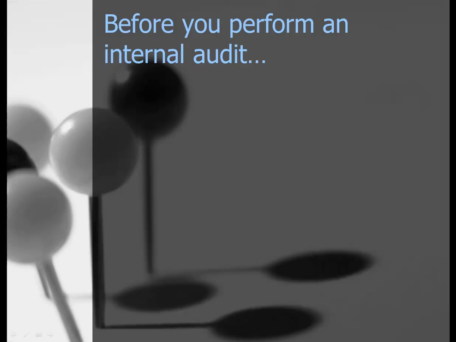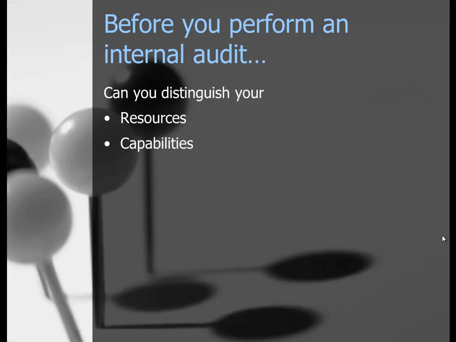And so before you perform an internal audit, which you would do as part of your strategic planning, as part of your SWOT analysis, and an internal audit then would reveal strengths and weaknesses in your business, you want to be able to distinguish your resources from your capabilities and then understand those capabilities which are competencies or distinctive capabilities. So one way to think about this is the resources are what you have, capabilities are what you can do with them, and competencies are those things that you do really, really well that put you ahead of your competition.